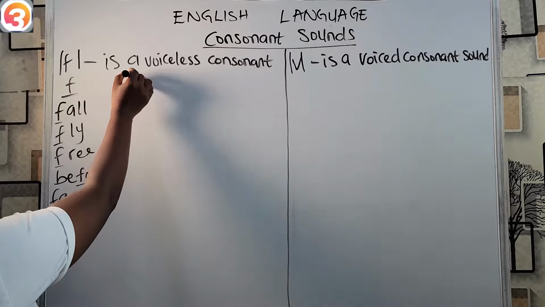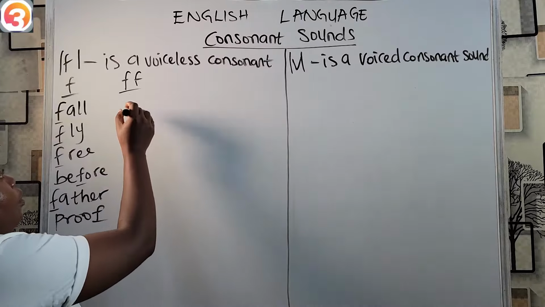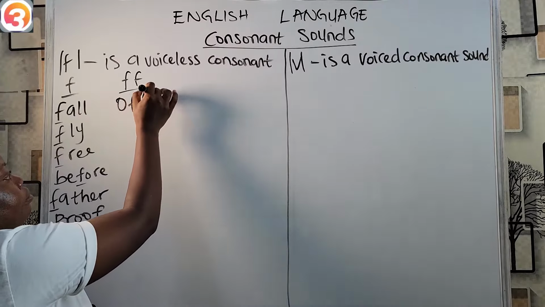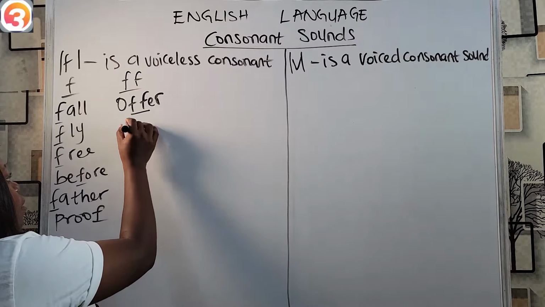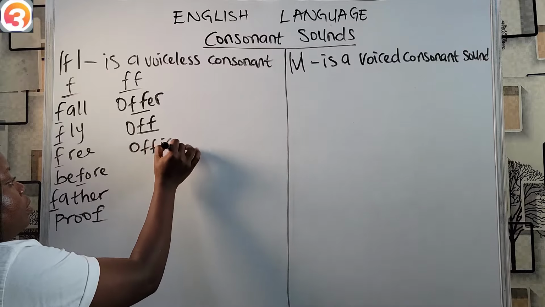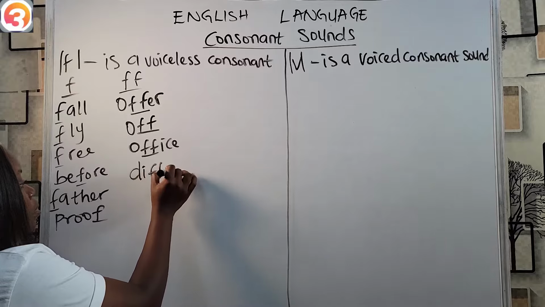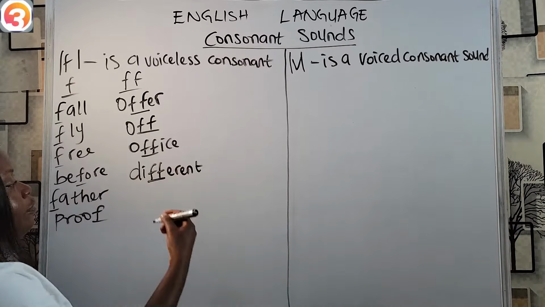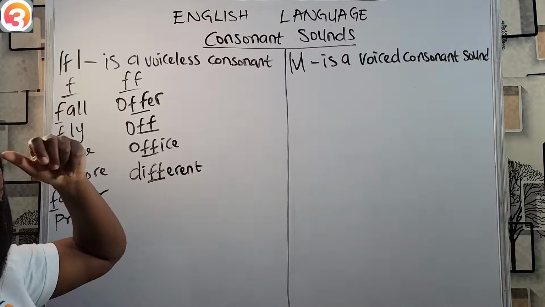You can also have it in words with FF. Examples: offer. The FF there contains the consonant sound. Also office, different, differ. Words like that contain the consonant sound.